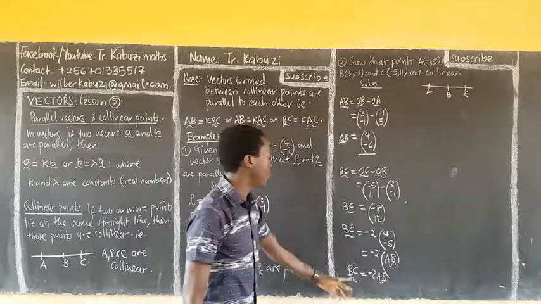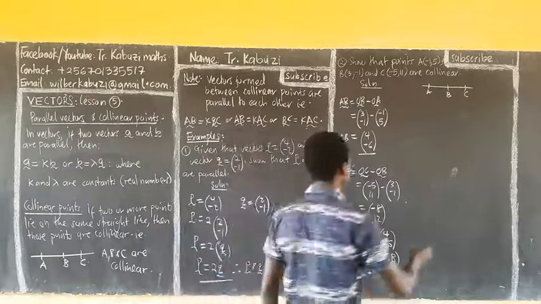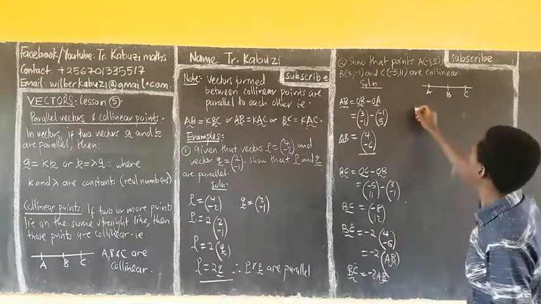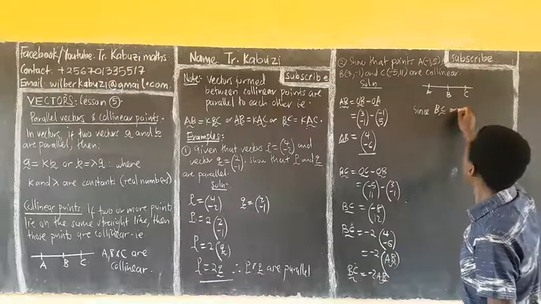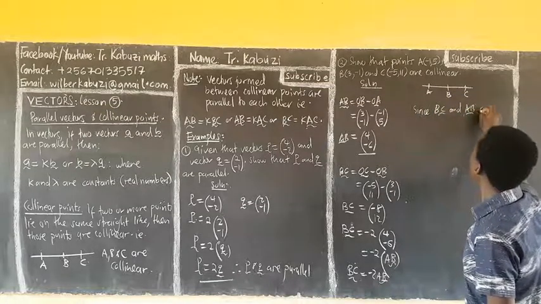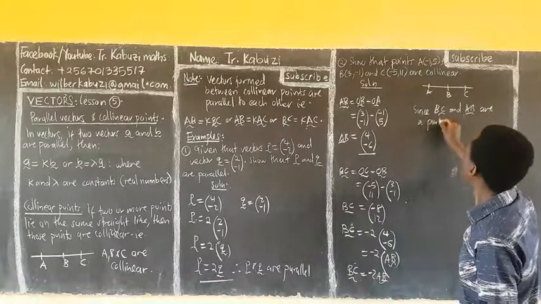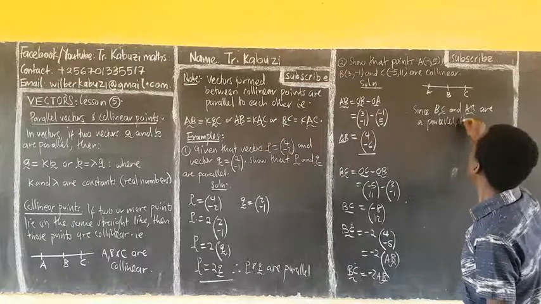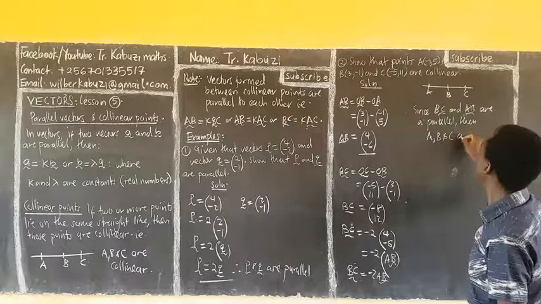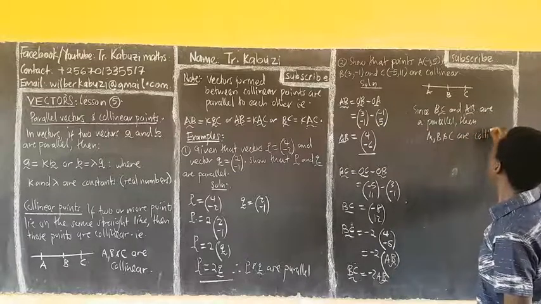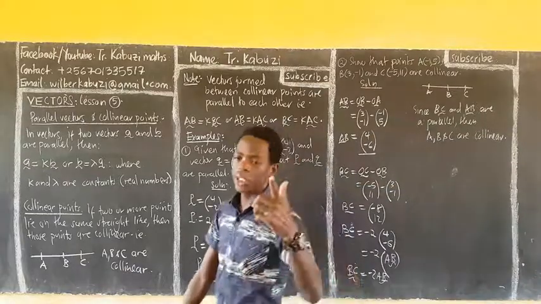Now, because you have shown that the vectors formed between those points are parallel, it means that since BC and AB are parallel, then A, B and C are collinear. That's how you conclude. I wish you the best.